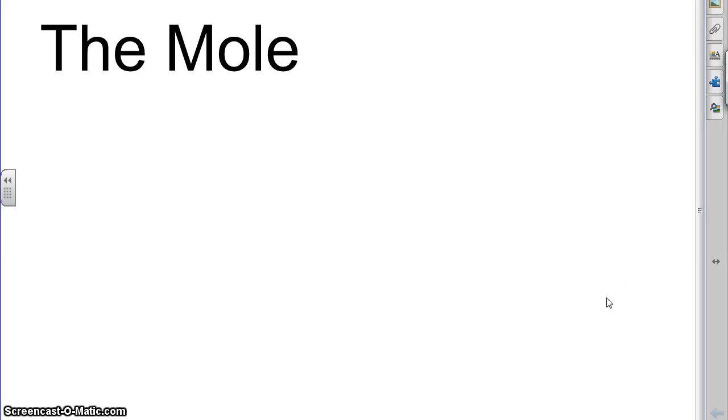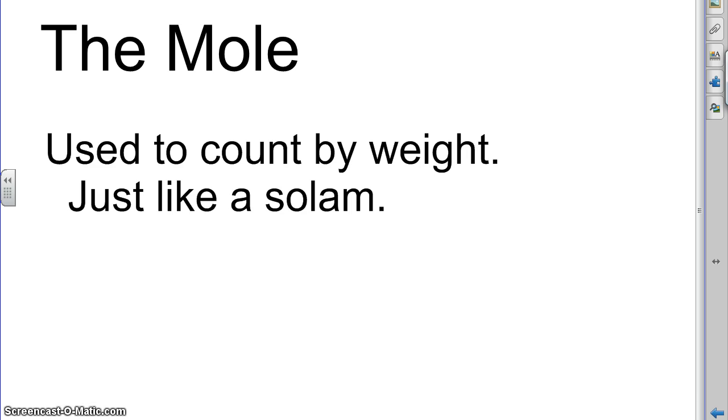So what is the mole and how does it relate to the SOLAM? Now that we kind of understand how the mole can be used to count up very large numbers of very tiny things using Avogadro's number, how does that work mathematically? How are we going to work and solve a problem like we would with the SOLAM?